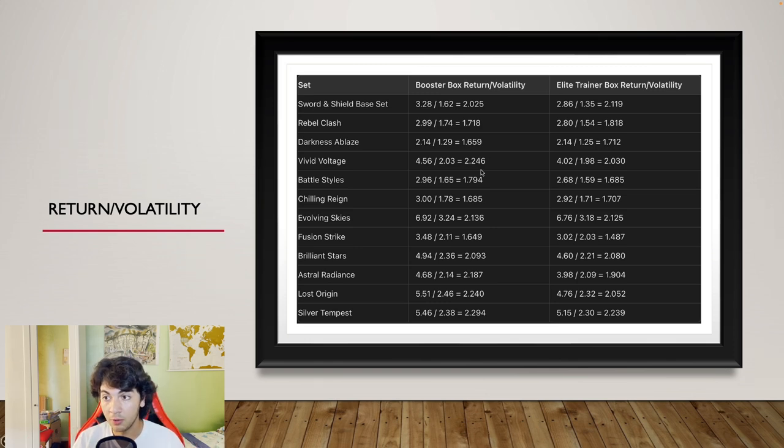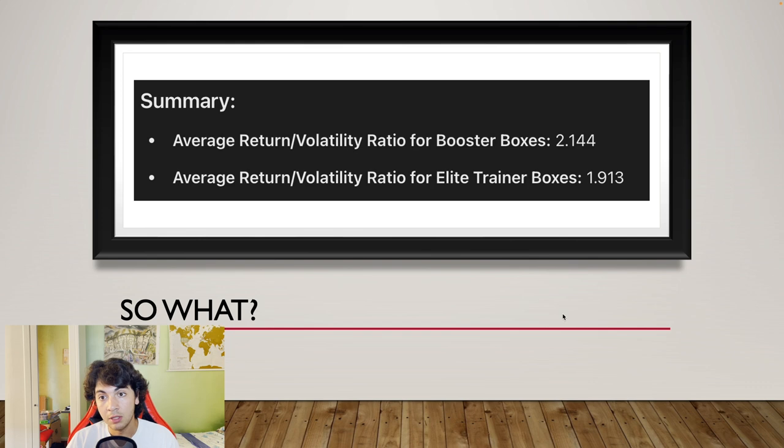So basically, if we want to compare return to volatility, Vivid Voltage, historically, with this data point that we used, has provided the better return over risk. When it comes to elite trainer boxes, as you can see here, the highest number is Silver Tempest. Silver Tempest would have provided you with the highest return over risk. That's what's up. Now, as a summary, the average return over risk ratio for booster boxes is 2.144, compared to the average return to volatility ratio for ETBs, 1.93.